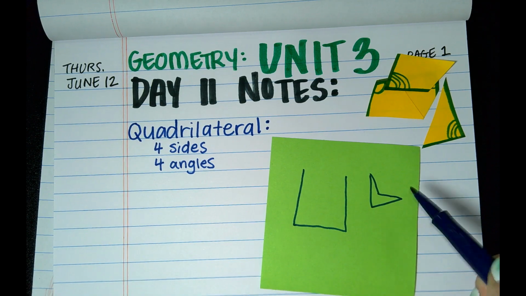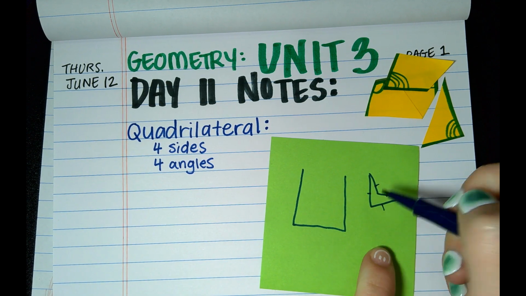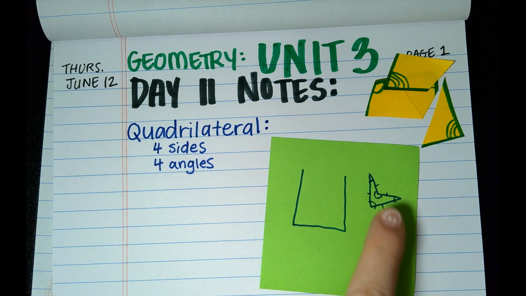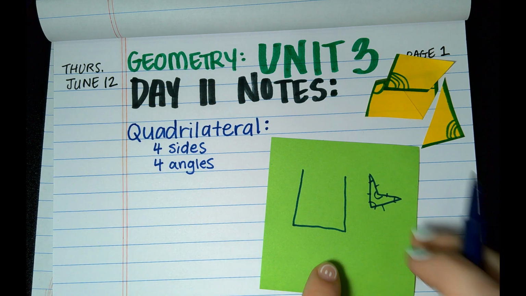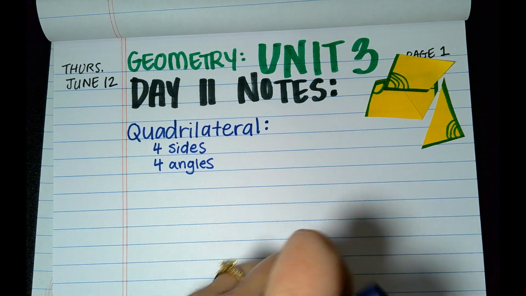It has 4 sides. 1, 2, 3, 4. It has 4 angles. 1, 2, 3, 4. That 4th one's just really big. Any shape with 4 sides and 4 angles is a quadrilateral. It doesn't necessarily have to look like a square or a rectangle or anything like that.